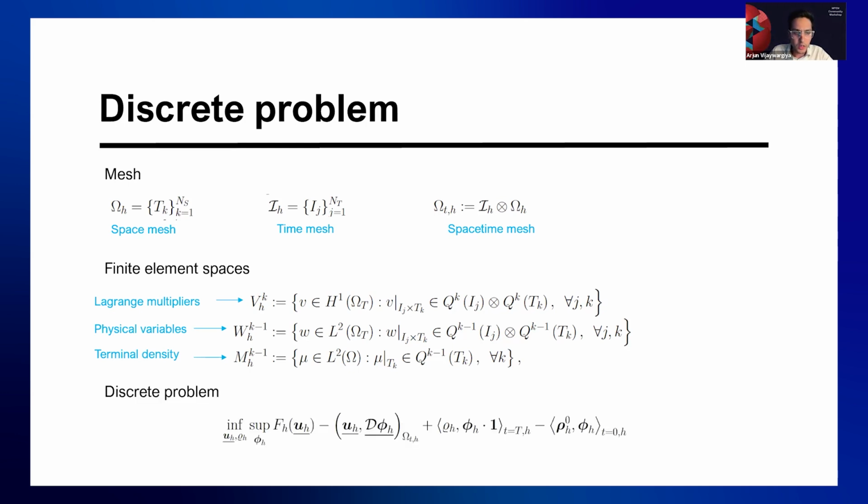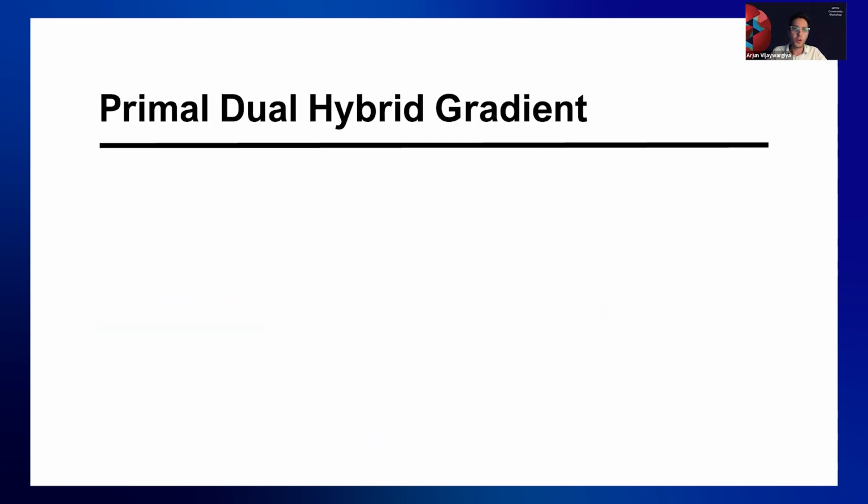So this gives us a discrete version of the problem, shown in the last form on the slide. It is still an optimization problem, so we need some kind of algorithm to solve it. We make use of the primal dual hybrid gradient method. This is a powerful first order optimization method, which has a very forgiving convergence criterion. It consists of 3 different steps.